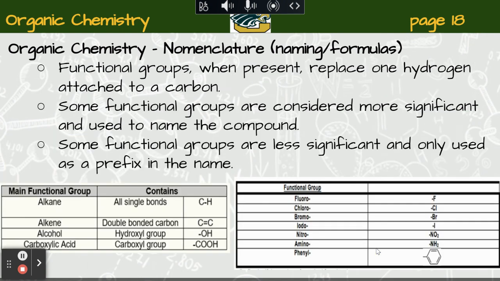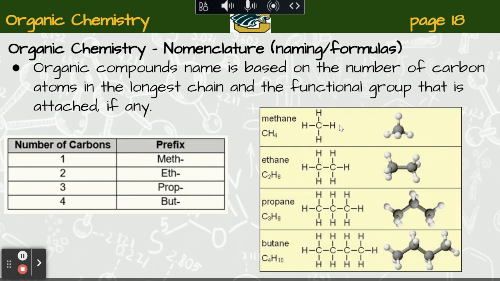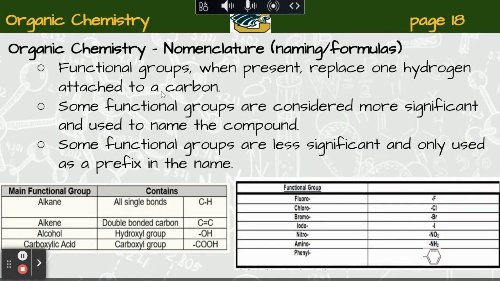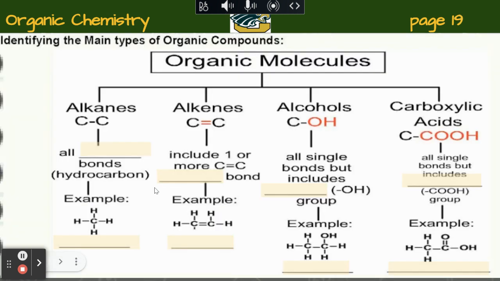You can attach functional groups to these. So if I replace one of these hydrogens here with an OH, that would be a functional group, anything that can replace an H. So there are main functional groups, and these are the ones that we're going to learn. They're the second part of the name. And then there are other ones that are less significant that can be included, but they would be a prefix. We're not going to learn about these in intro to chem. We're just going to learn these ones.